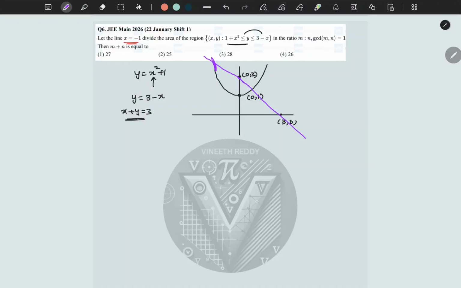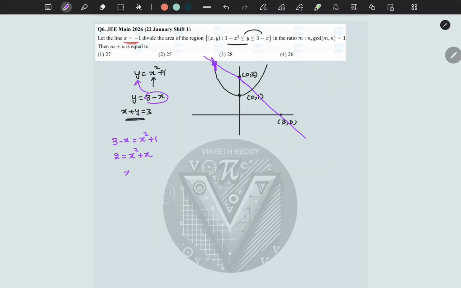Now, first we'll try to find this point of intersection. For that point of intersection, replace y with 3 minus x in this equation. So we get 3 minus x is equal to x square plus 1, and 3 minus 1 is 2, equal to x square plus x.